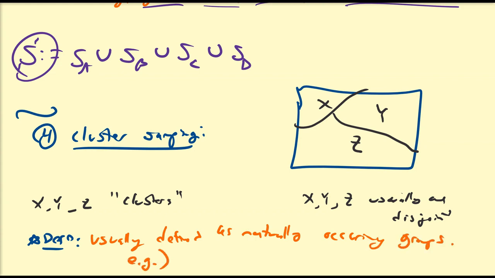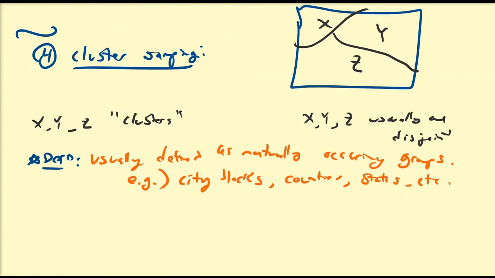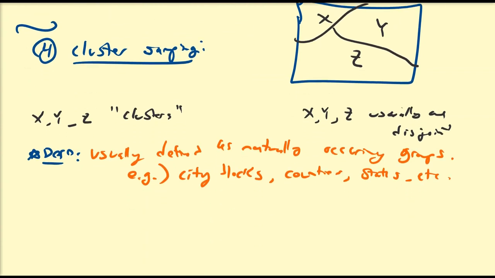For example, you can create clusters such as city blocks, where you live, such as counties, states, and so on. Because if you live in, say, California, then you don't necessarily live in Nevada simultaneously, right? But there are some issues with this particular sampling strategy.